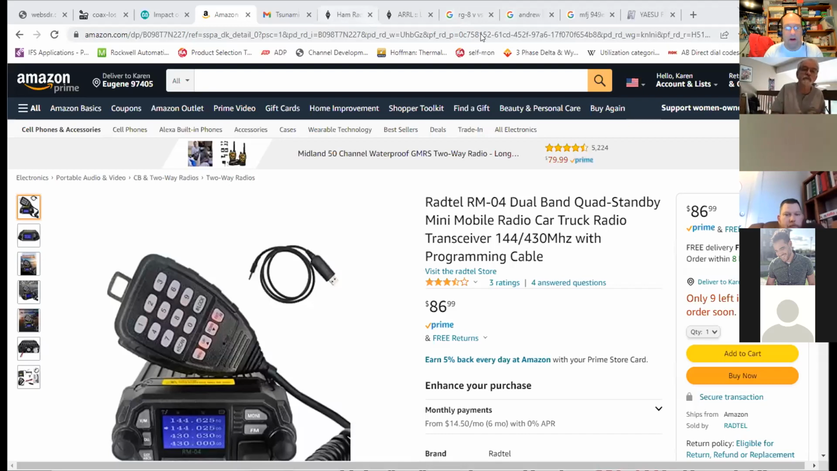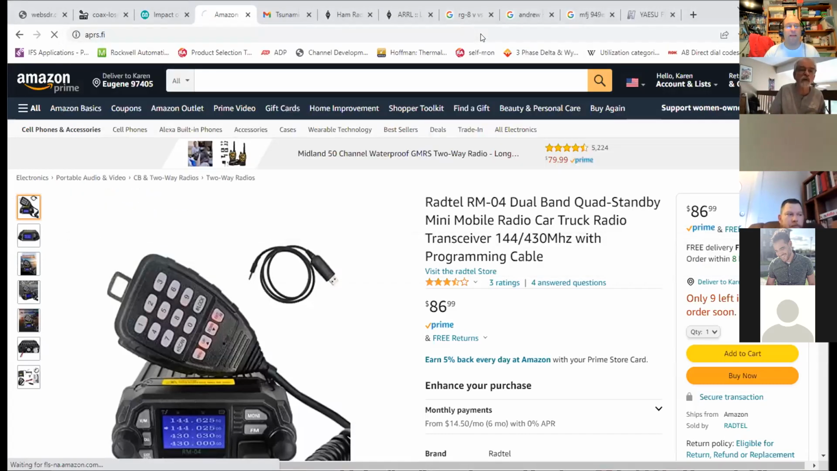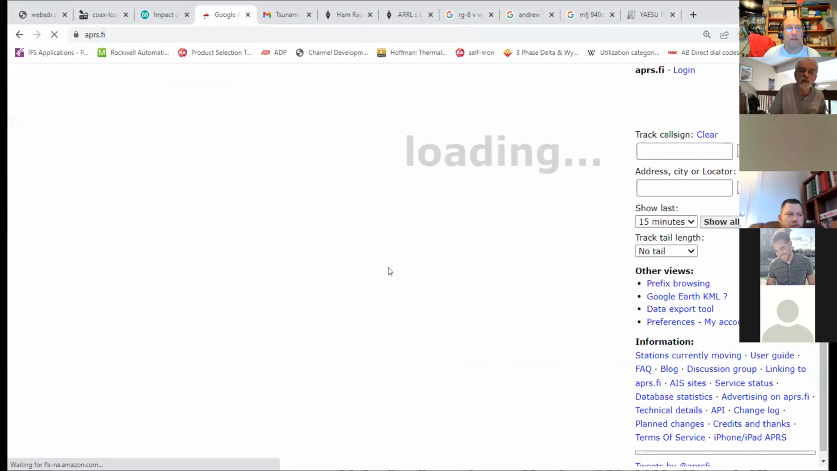APRS is a service that uses packet radio. It's the automatic packet reporting system. It can be used for real-time tactical digital communications in conjunction with a map. I can show you what one of these looks like by going to aprs.fi.